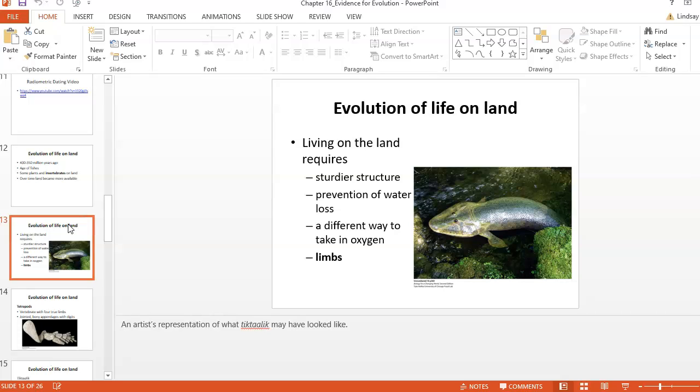So these organisms were the ones that are going to be basically creating these very rudimentary lungs. So you think this guy actually may have had both gills and lungs. So it's very interesting. And then finally, limbs.